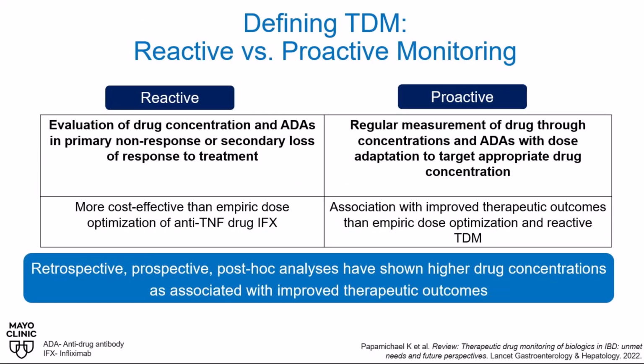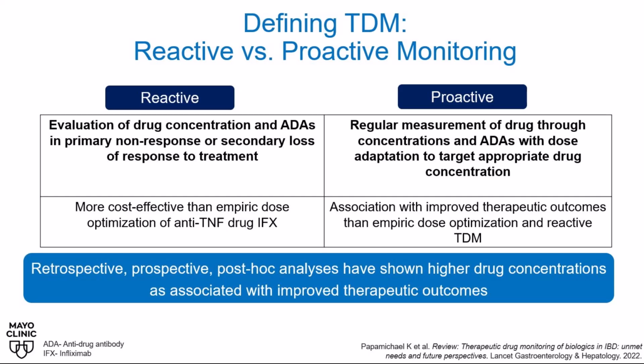So you often hear reactive versus proactive drug monitoring. Reactive drug monitoring is the evaluation of drug concentrations and anti-drug antibodies in a primary non-response or a secondary loss of response to treatment. So the patients that I see today who had been doing well, now coming in with increasing symptoms and an elevated fecal calprotectin, and they're on infliximab monotherapy. It seems reasonable that I should get a drug level to understand what category that patient fits in. This can be very cost effective, especially as opposed to empirically dose escalating, knowing that up to 20 to 30% of patients on infliximab monotherapy may form an anti-drug antibody over time, highest in the first year. So if I empirically dose escalate, there's about a third chance that I might be missing an opportunity to find a more optimal way to manage this patient's disease.